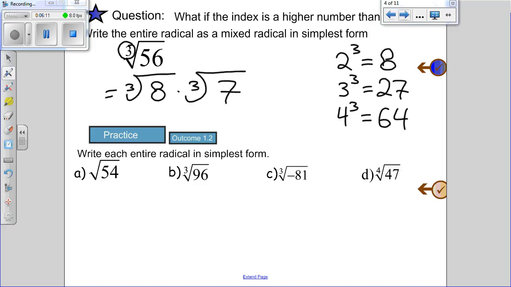The cube root of 8 is 2. So you just change it to 2 times the cube root of 7. That would be simplified all the way. Notice that I started from the bottom and went up. So we started here and went up.